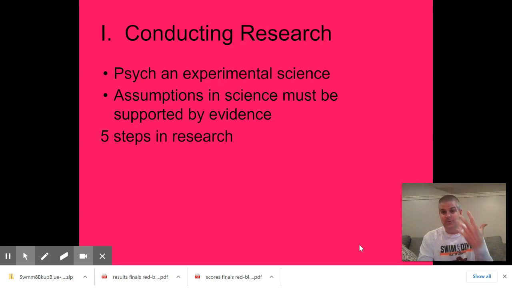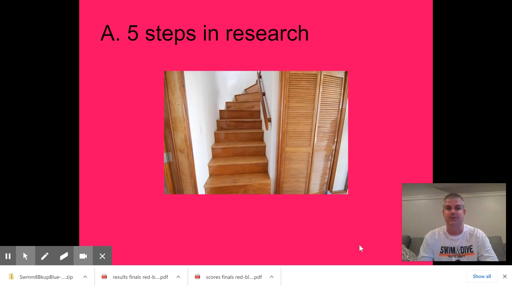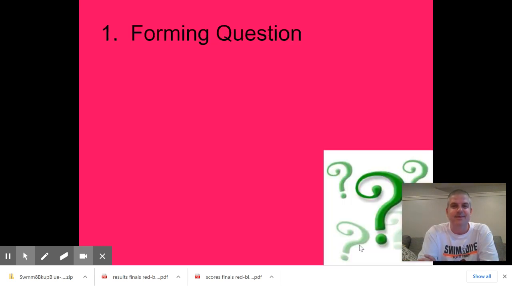And so we use the 5 steps in research. So here's the 5 steps in research, and these are steps in my old house. The problem, and this is why we moved, is those steps only go up. They don't go down. So it really kind of stunk when you got upstairs. You never get downstairs because those stairs only go up. I'm sorry, I'm sarcastic sometimes.